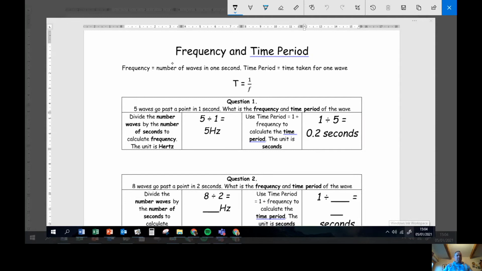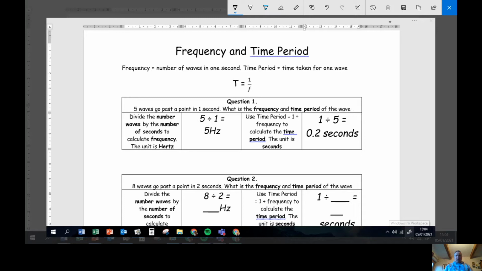Okay, so this is the worksheet that's attached to the lesson. You can see it reminds you how to work out frequency, which is the number of waves in 1 second, and the time period, which is the time taken for one wave. Time is 1 divided by the frequency. So here's an example of the question. 5 waves go past in 1 second. What is the frequency and the time period of the wave?